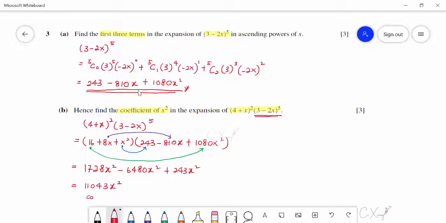And usually I will write it out again. So the coefficient of x squared is equal to 11043. Right, so this is what we have for our coefficient of x squared. So you can see that when I expand this bracket, I only focus on the answer that I want, which is the x squared term.